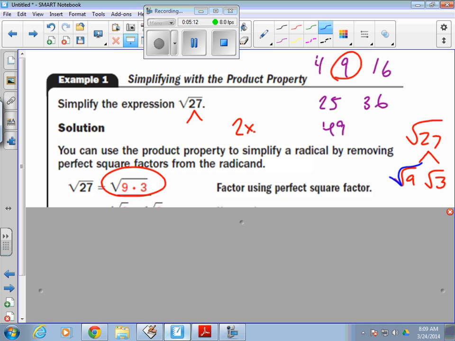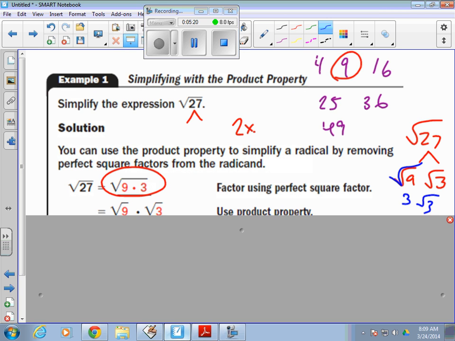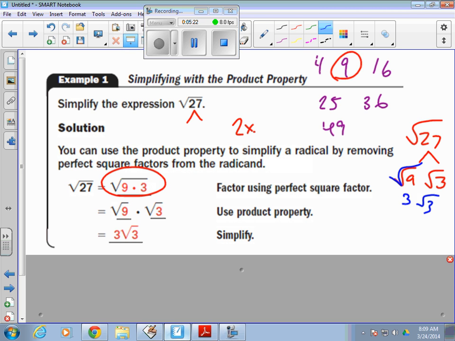And again, it's talking about not negative values, just the positive principal ones. What times itself is 9? 3 is. So you have 3 times the square root of 3 is what it's going to wind up being. And that's its simplified version, 3 square root of 3.